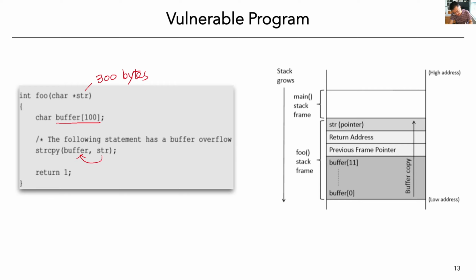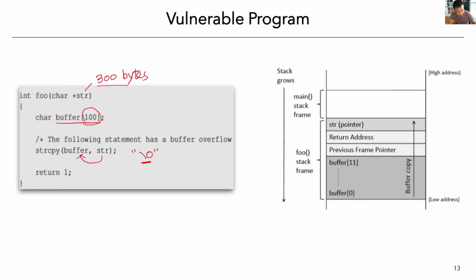Because in C, a string is terminated by 0, right? So string copy will continue copying from the source buffer until it meets a 0 byte. Because the buffer is only 100 bytes, the buffer can easily overflow when you try to copy 300 bytes.